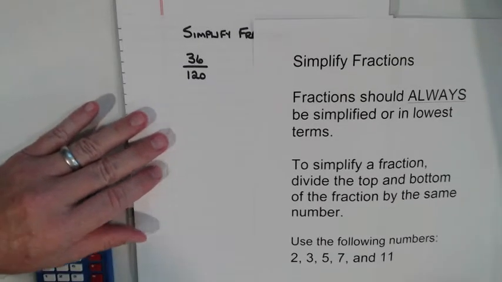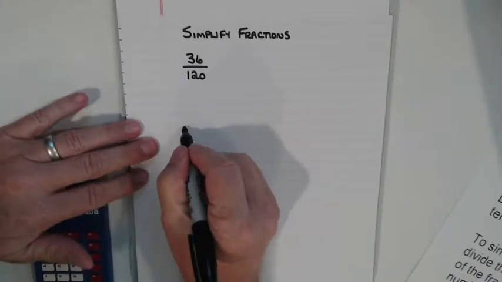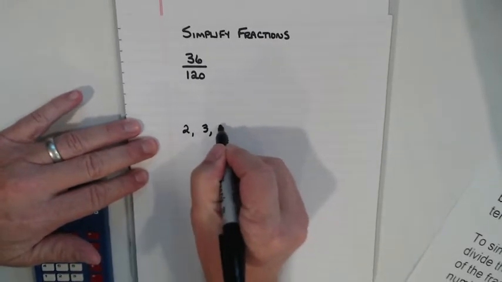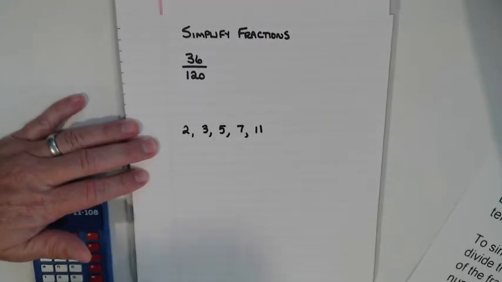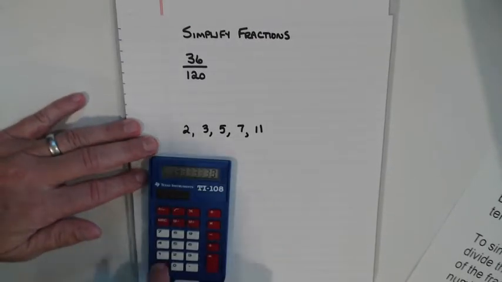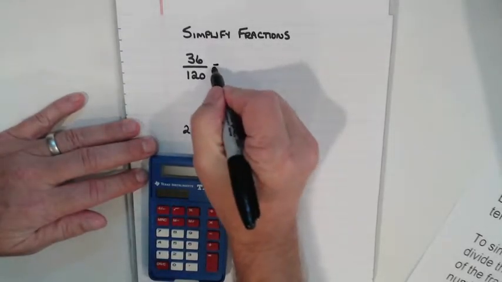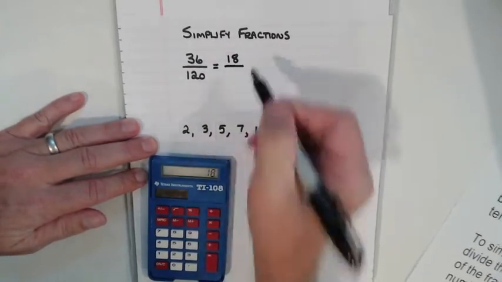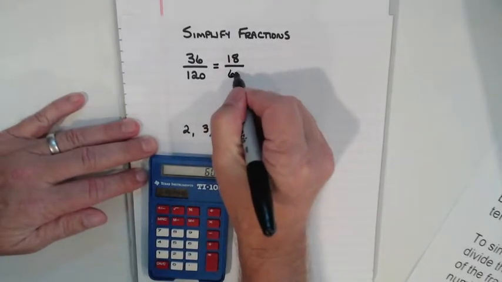Let's simplify 36 over 120. We're going to use these same numbers right here. We're going to use 2, 3, 5, 7, 11 as our special numbers that we need to use. So take out my calculator and let's see if 2 will go into 36. 36 divided by 2. Okay, it's working for the top number. Let's see if it works for the bottom number. 120 divided by 2. Hey, it worked for the bottom one.